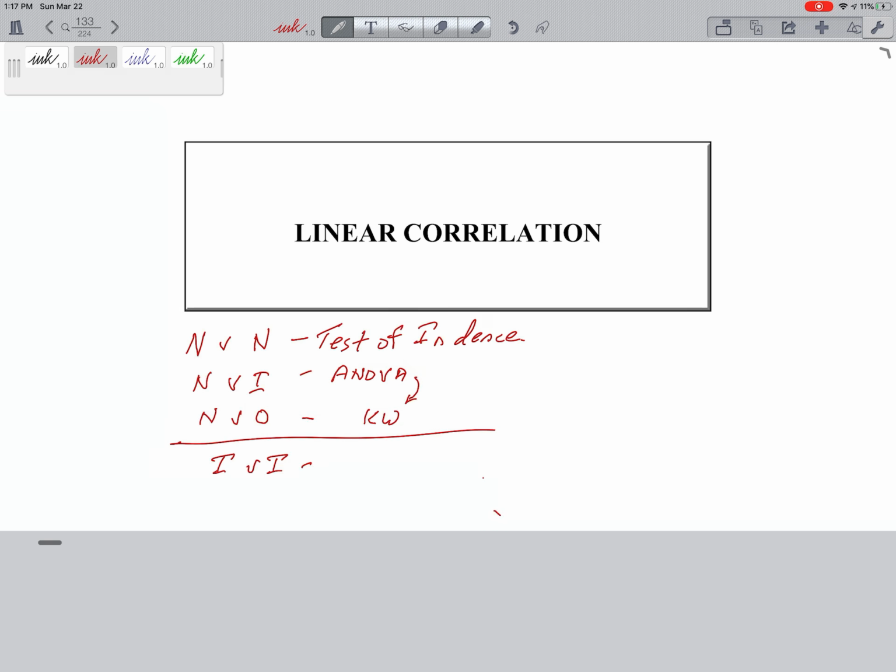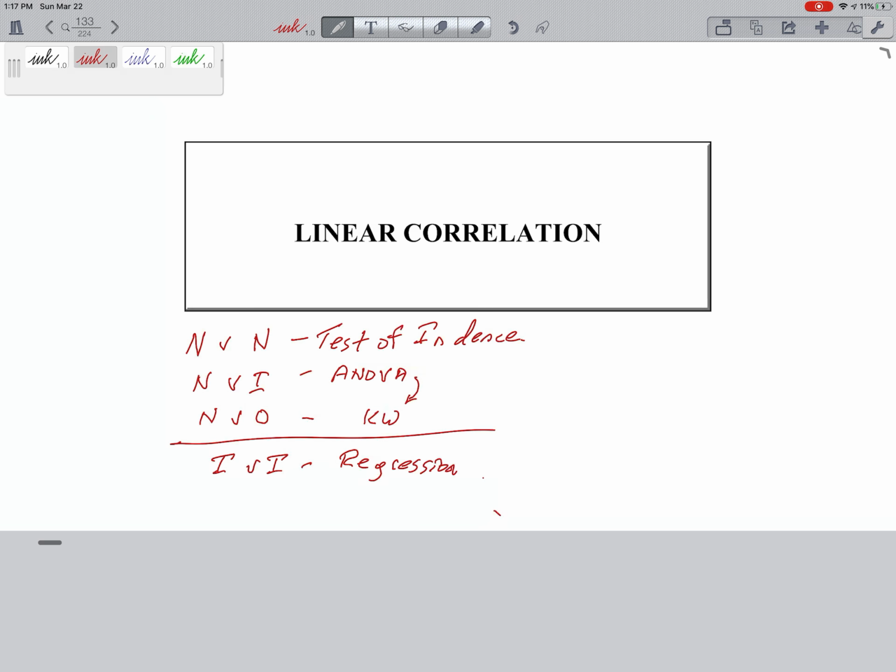So that might be something like, what determines the selling price of a house? So selling price of a house, of course, is interval in nature. And we might look at variables such as the size of the house in square feet, the age of the house in years, the number of bedrooms, the number of bathrooms, and so on. So those are interval variables. Interval versus interval means that we're talking about regression.